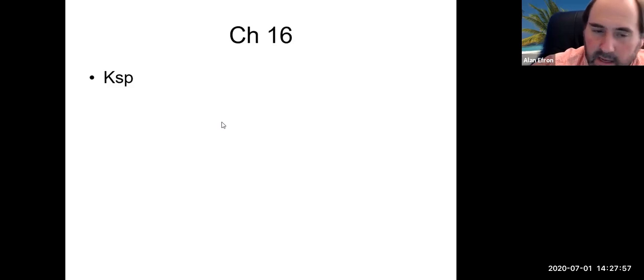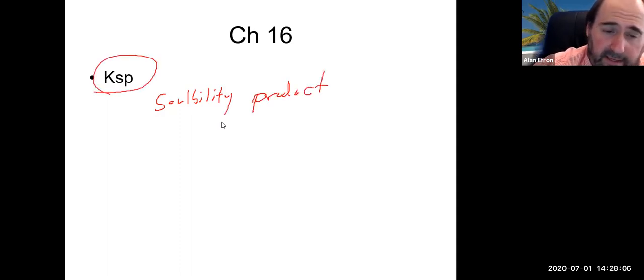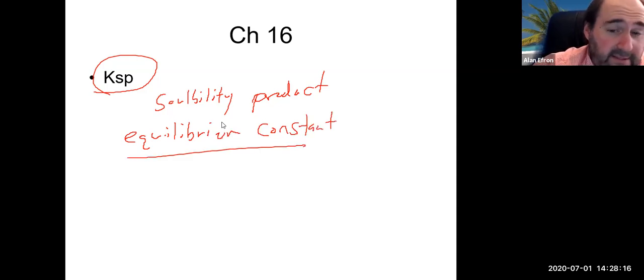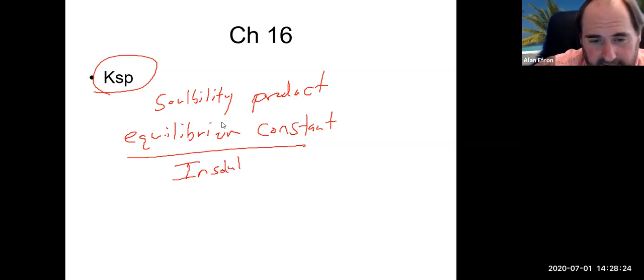So Ksp is the solubility product. And Ksp is just an equilibrium constant. And as odd as it may sound, it's an equilibrium constant for things that are insoluble typically. So these are typically for things that are insoluble. I learned how to spell there.